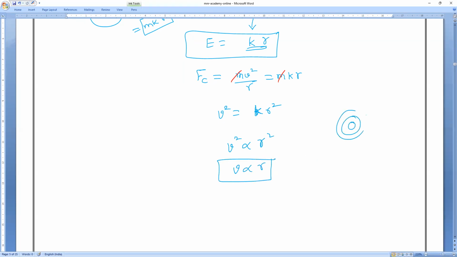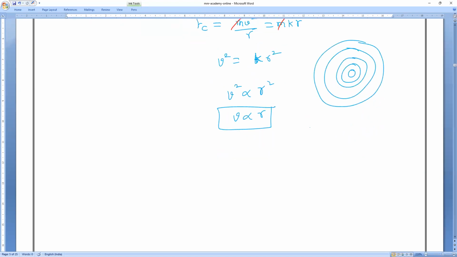Inside, as R increases, V also increases or decreases? V is directly proportional to R. Speak loudly: if R is increasing, V also what will happen? It increases. Up to where? Up to where R becomes capital R. Am I right or wrong? So both are directly proportional to each other.